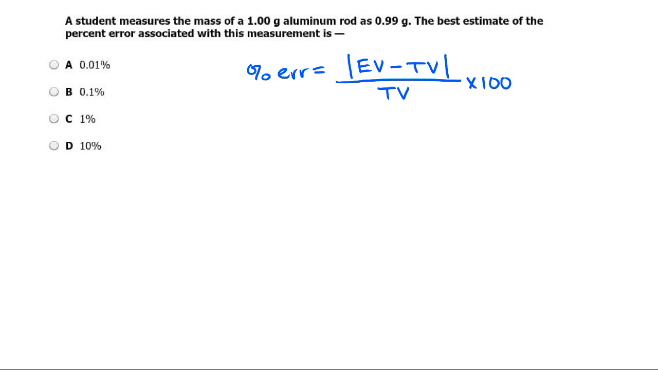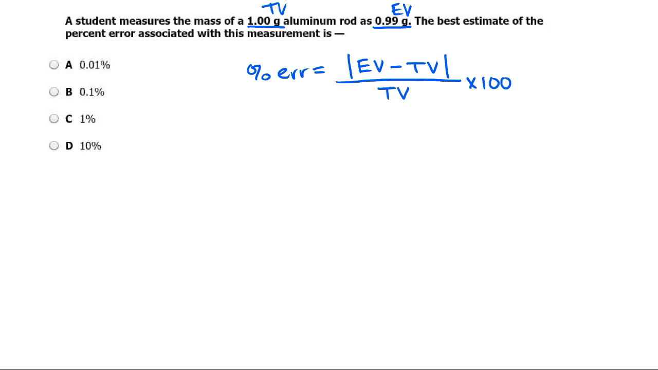So in this problem it says a student measures the mass of a 1 gram aluminum rod as 0.99 grams. 0.99 is his experimental value that a person gets using an instrument, and 1 gram in this case is the true or actual value for the mass.